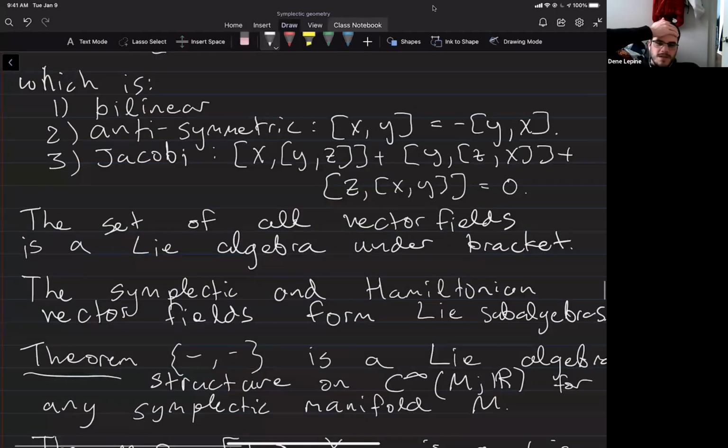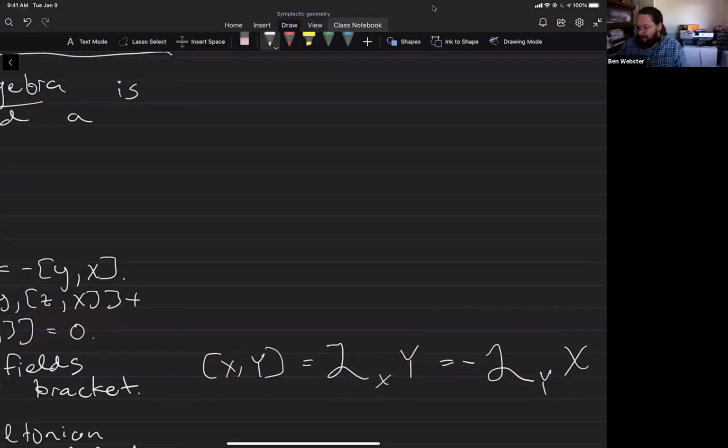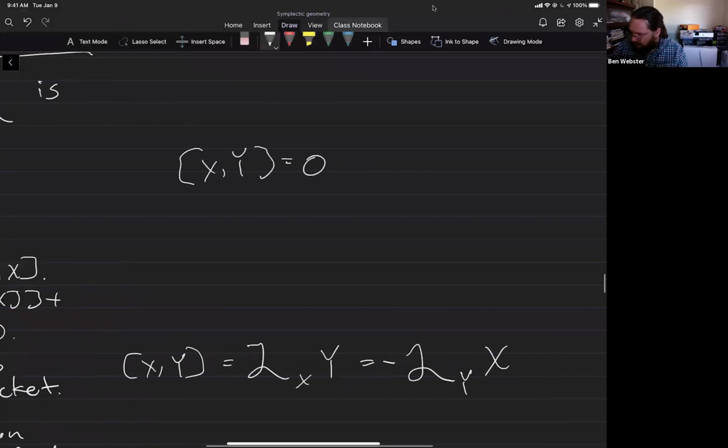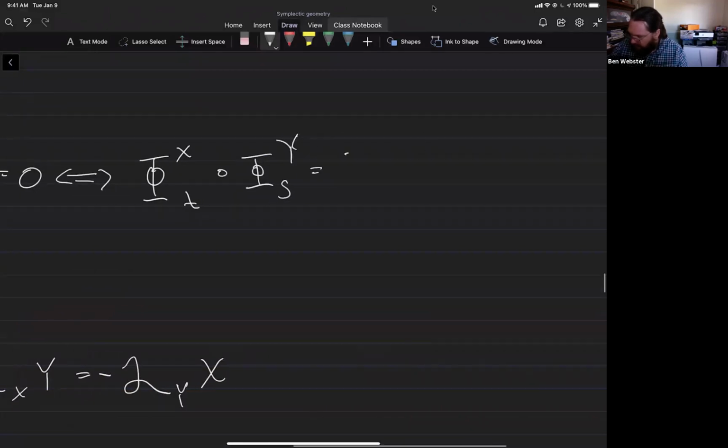Can you remind us what it means for the Lie bracket of two vector fields to be equal to 0? Like geometrically, what does that say? So exactly what that says is that their flows commute. The Lie bracket of X and Y is 0 if and only if their flows commute. So phi X of t and phi Y of s is equal to doing the flows in the opposite order.